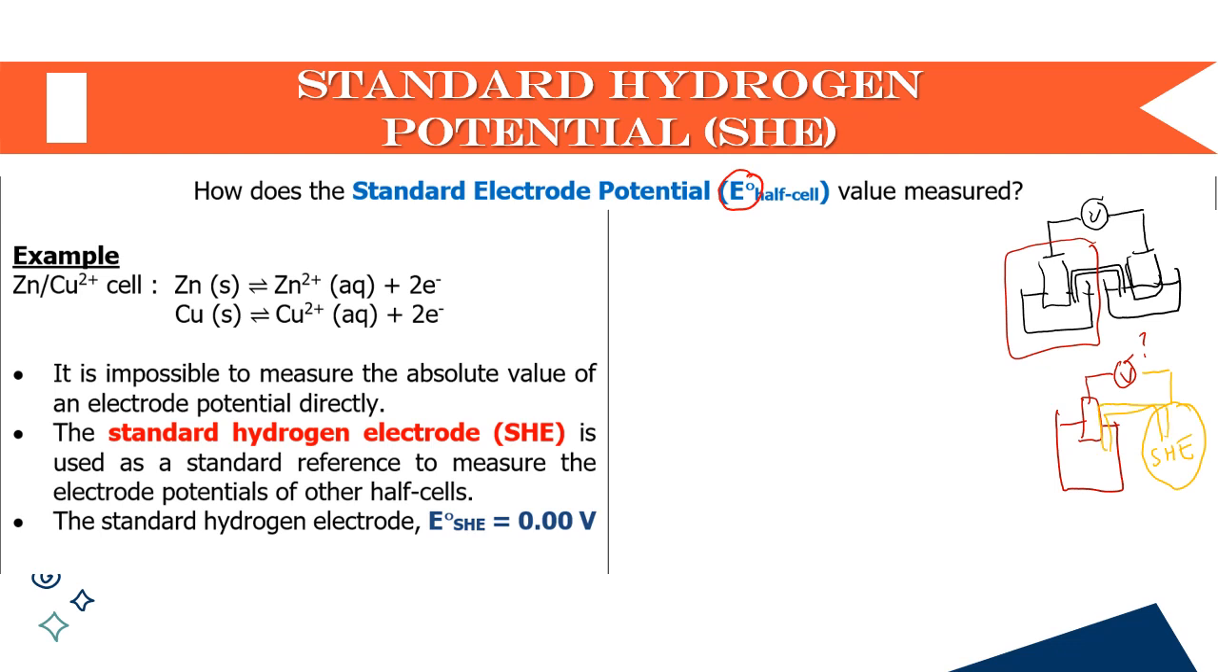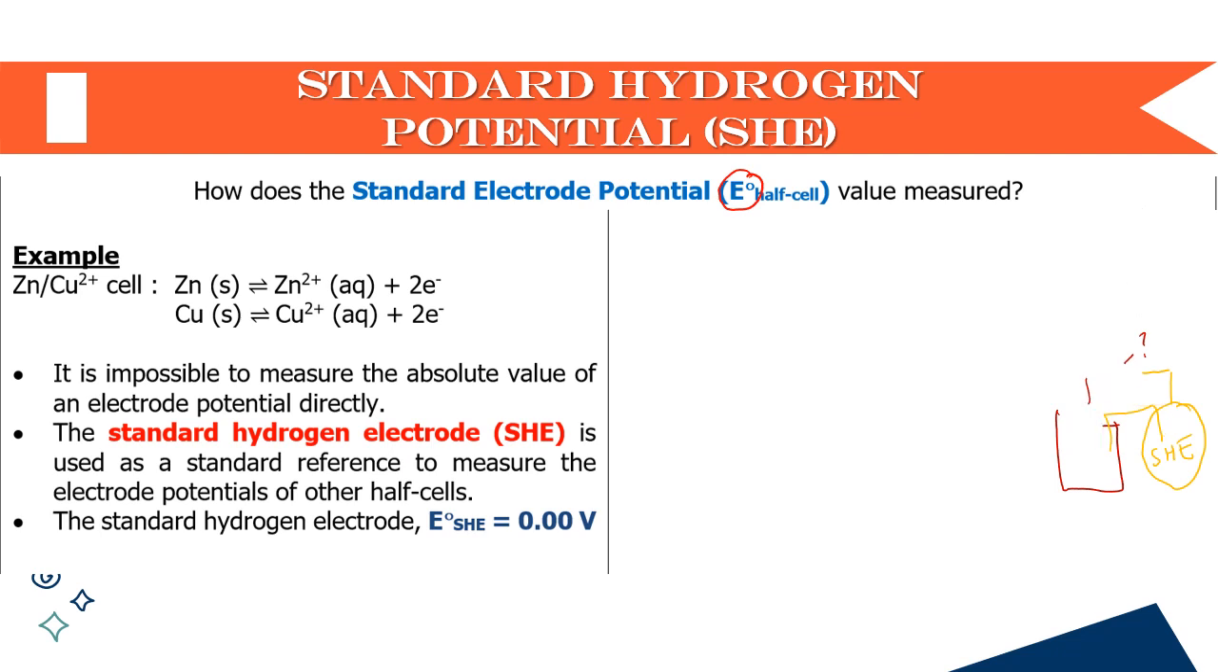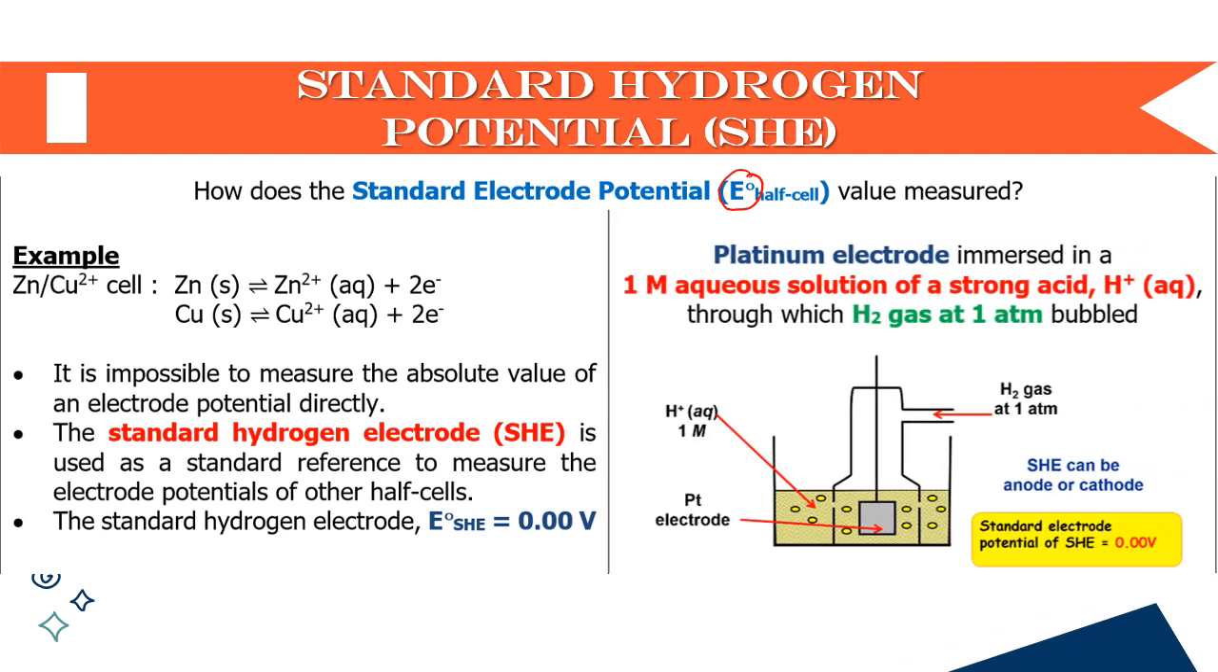Okay, so how does this SHE look like? Let me erase this first, for me to show you how the standard hydrogen electrode looks like. This is the setup for your standard hydrogen electrode, where we will have a platinum electrode immersed in 1 molar aqueous solution of a strong acid that we will label as H+ aqueous 1 molar, through which hydrogen gas at 1 atm is bubbled.